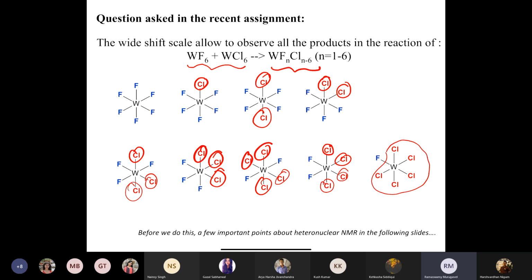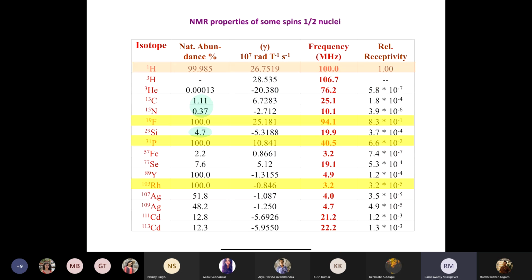Before that, let me quickly give you an overview of important points about heteronuclear NMR. I think 1H and 13C have been taught quite well for you in the first half of the course. So let's worry a little bit about these other non-proton and non-carbon NMR spectra. This is a table I extracted from the same book, I think by Ebsworth, Rankin.